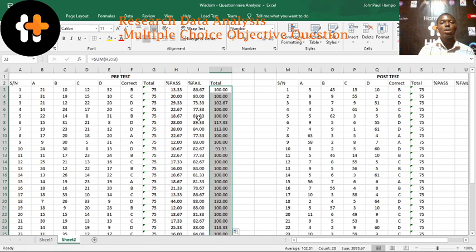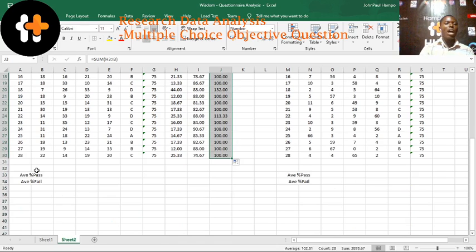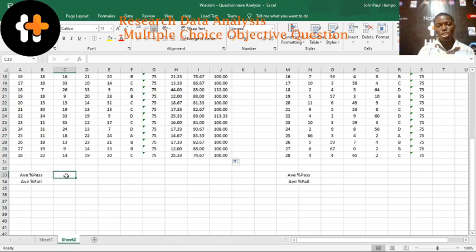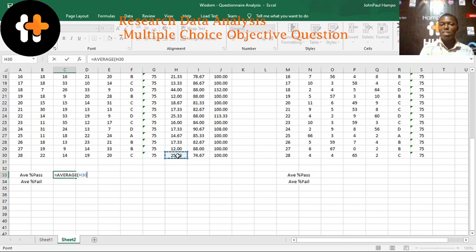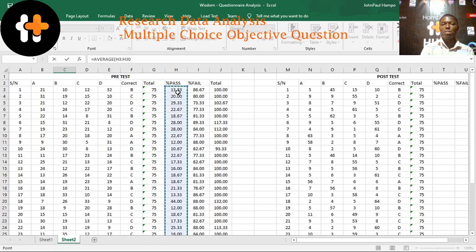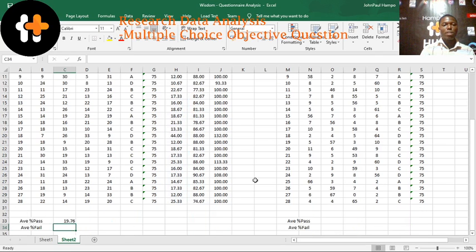Then we'll go down and we'll say, how can we get the average percentage of those that pass? The average percentage of those that pass is the average of pass. Then the average of fail is the average of fail.